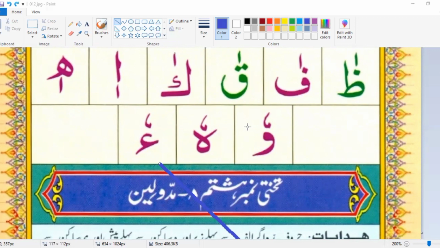So that's all for this lesson. We read standing movements and madda letters in this lesson.